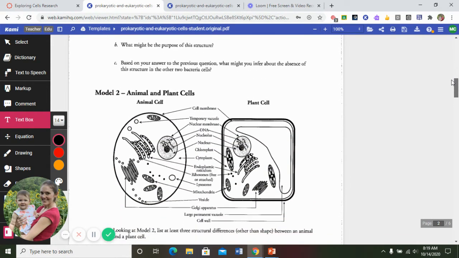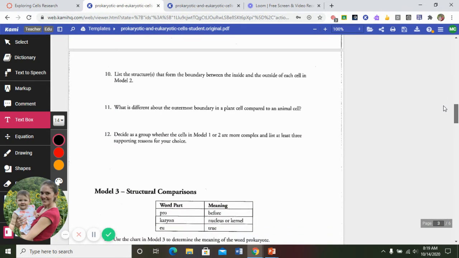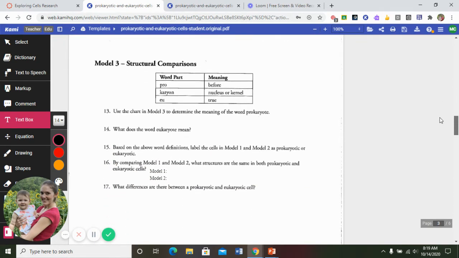You'll go on down and do model 2, which is animal and plant cells. Answer those questions based off the diagram. Model 3. Now this part you are going to have to read. It says word part and what it means. Using the chart in model 3, determine the meaning for the word prokaryote. So pro means before. Karyon is nucleus or kernel. So it means before nucleus or before kernel.